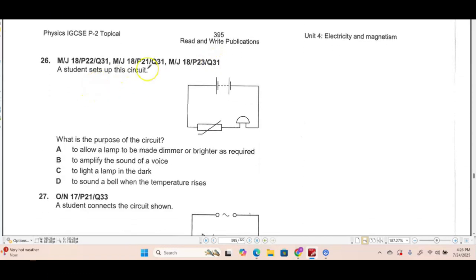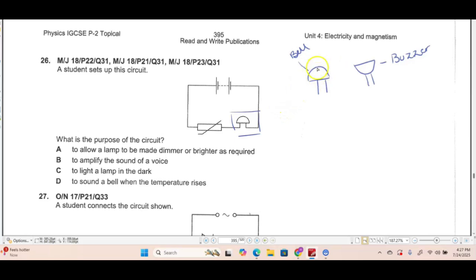Question number 26. A student sets up a circuit. What is the purpose of the circuit? This, by the way, is a bell. Many students confuse the symbols of a bell and a buzzer. So the bell is like this and the buzzer is an inverted bell. So kindly keep in mind these two symbols. This is a buzzer. A buzzer often comes in the exam, and the bell often comes in questions related to electricity as well. So kindly remember this.